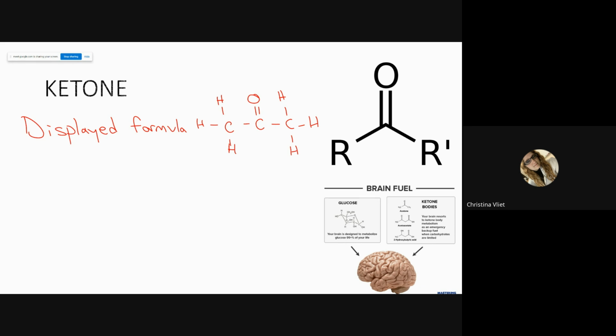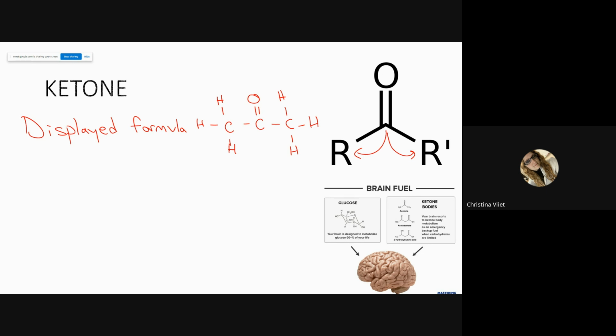So the key difference between an aldehyde and a ketone is that in a ketone, you've still got that double bond oxygen, but you've got carbons to the left and carbons to the right. That's what R and R prime means. Carbon chain going this way, carbon chain going that way. So I've written an example, the simplest ketone that exists.